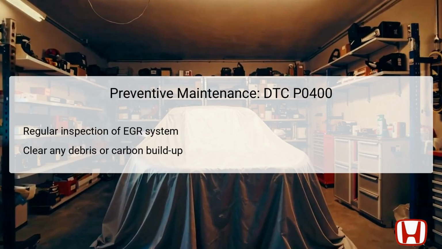Preventive maintenance is vital in ensuring the integrity of the EGR system and avoiding issues like DTC P0400 in the future. Regular inspections of the EGR system components, particularly the EGR pipe and valve, can help identify any potential issues before they manifest as leaks.